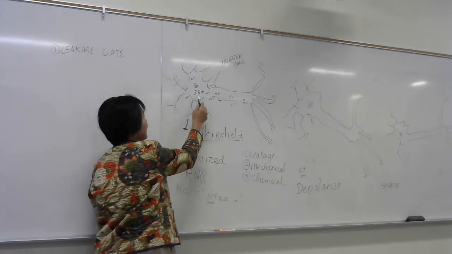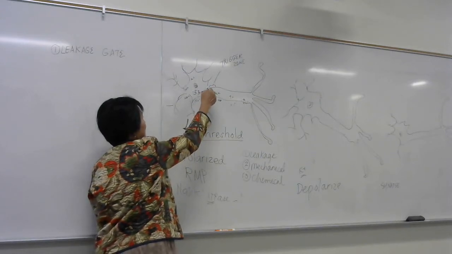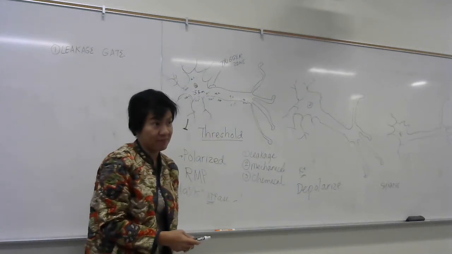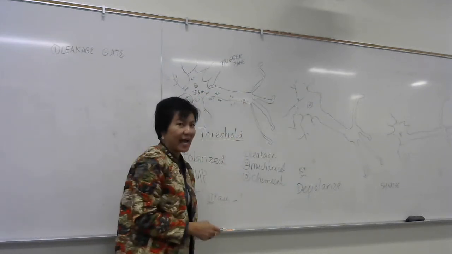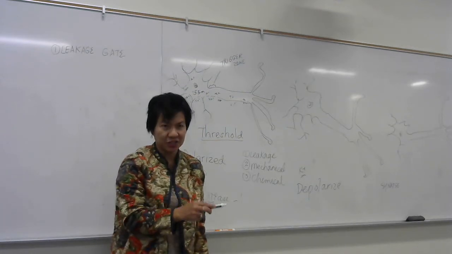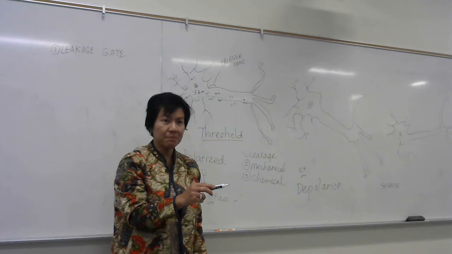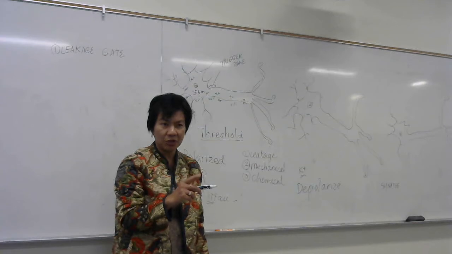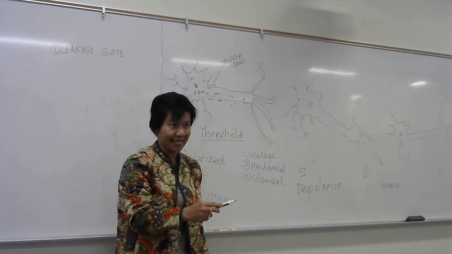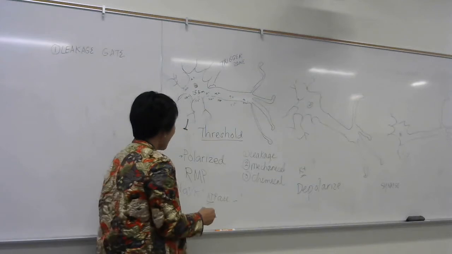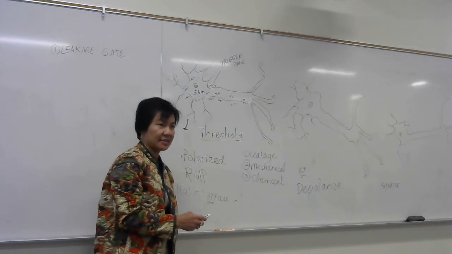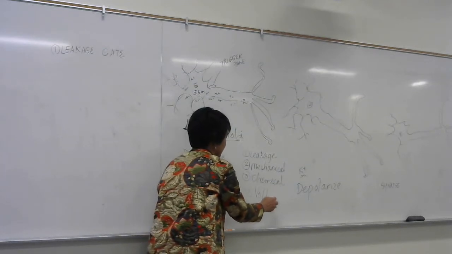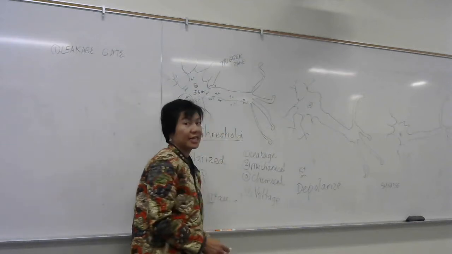So if there's enough charge here at the axon hillock area, the trigger zone, and the charge here gets to minus 55, that's it. You're going to fire an action potential in the axon. The axon part of any neuron does not need a stimulus for the opening of its gates. They have a different kind of gate. It's called a voltage gate.